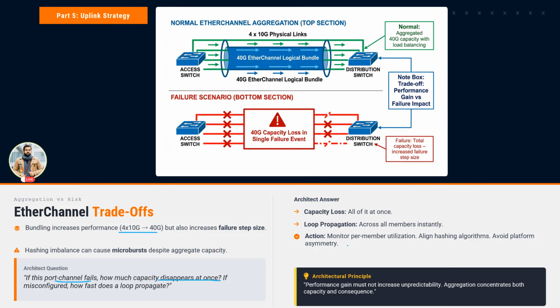Are there other risks with link aggregation? Definitely. If it's misconfigured, a loop can propagate across all members instantly. And consider hashing. If traffic distribution is uneven, one member link might microburst while others are idle. Application performance degrades even though you've got plenty of aggregate capacity. What's your recommendation? Monitor per member utilization. Align your hashing algorithms. Avoid platform asymmetry. The principle is simple. Performance gain must not increase unpredictability. Aggregation concentrates both capacity and consequence.